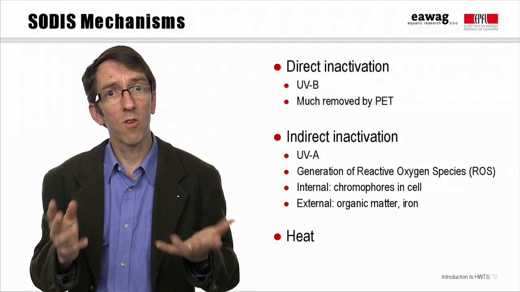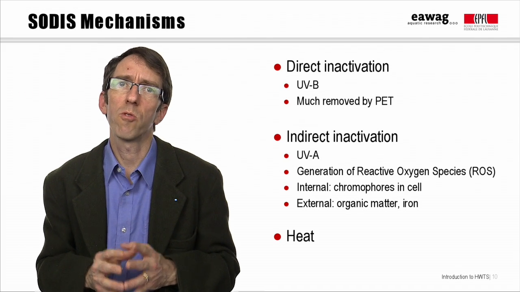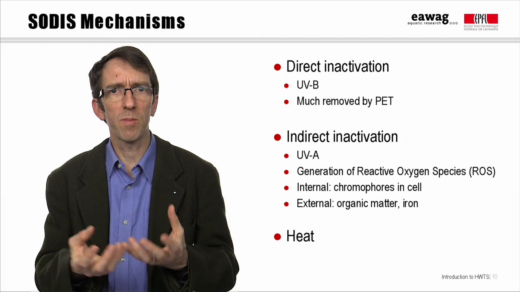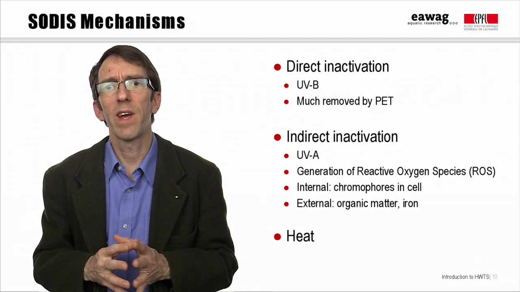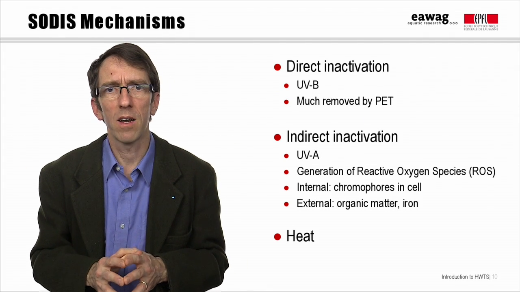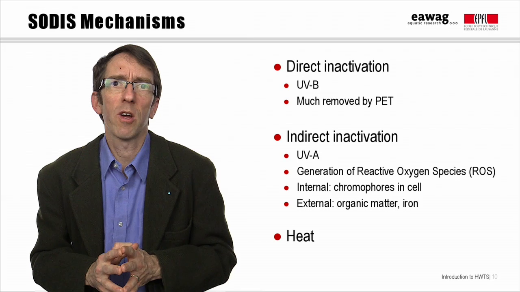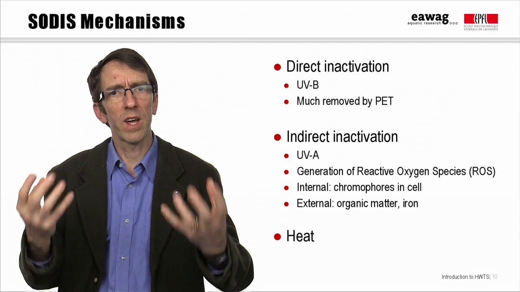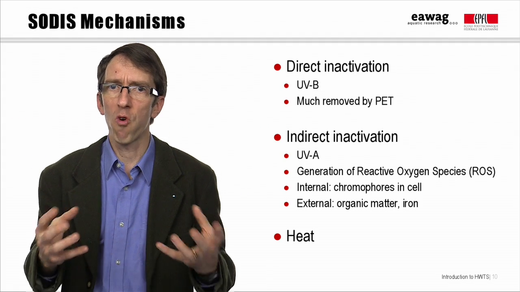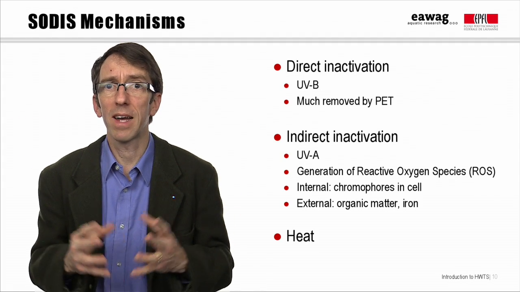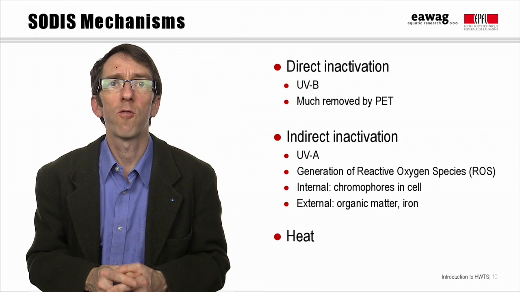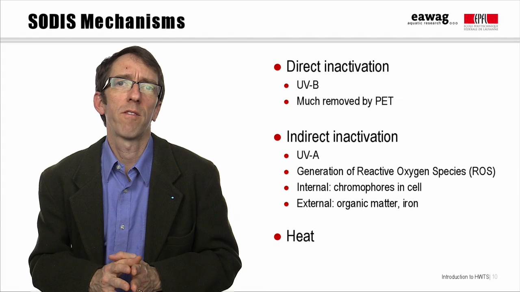A more important effect is thought to be indirect inactivation through UVA radiation, where the UVA is absorbed by some intermediate species and then goes on to create reactive oxygen species like hydroxyl radical or hydrogen peroxide, which cause the damage to the microbes. Those reactive oxygen species could be generated inside the cell if the cell contains chromophores, which are typically present in bacteria cells, or it could be external through dissolved organic matter or dissolved iron.